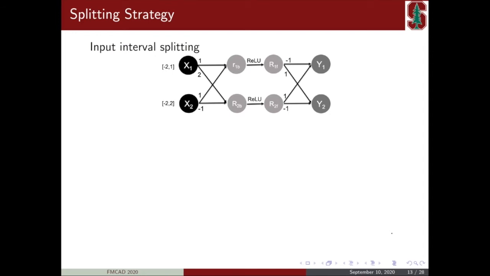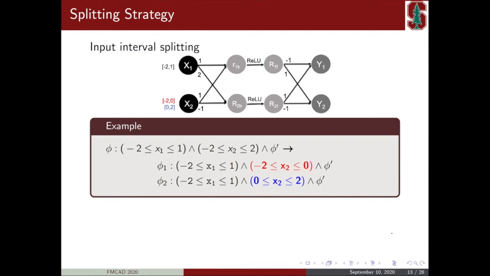We explored two different splitting strategies. The first is input interval splitting, which has been explored in many previous works. Suppose we have two input variables. We simply pick one of the input variables and bisect its range. This strategy is effective on networks with low dimensional inputs. The intuition is that we can propagate the input bounds in the subformulas and fix the phases of many ReLUs, and therefore reduce the complexity of the subformulas.